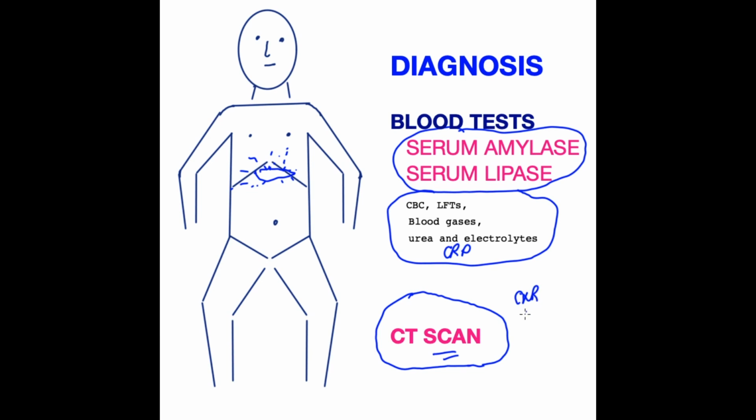X-ray, an abdominal plain film, an ultrasound scan, etc. have their place. CT scan has clear superiority in achieving the objectives of assessing the pancreas. This completes the video on the symptoms and diagnosis of acute pancreatitis.